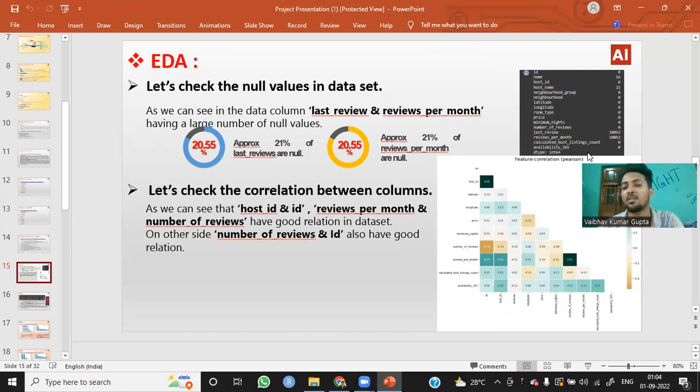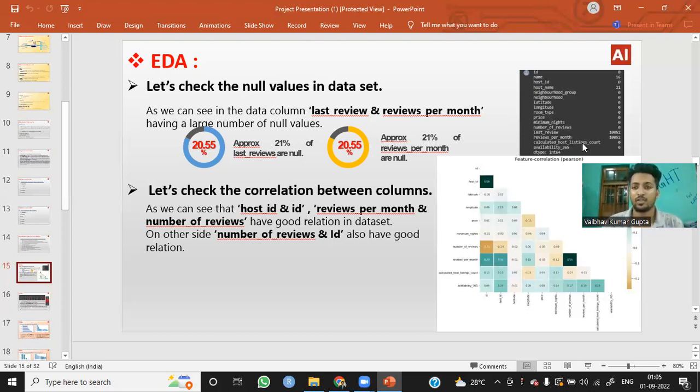The rest of the other columns are not null. So we can see that reviews, last review, and reviews per month have about 10,000 null values, which is a bit large. So when we do analysis on the basis of these columns, we just remove these null values for our analysis.